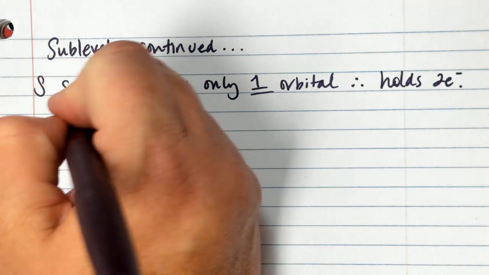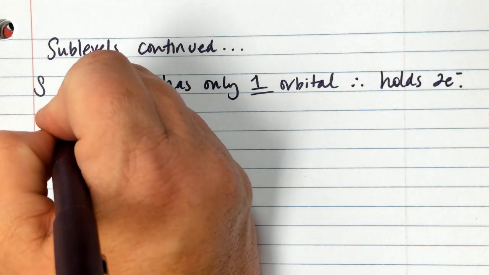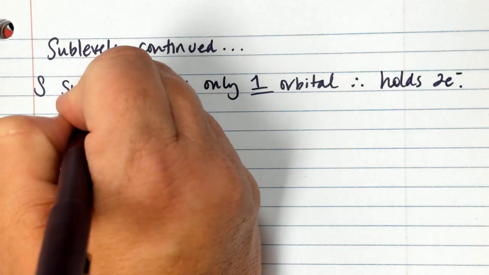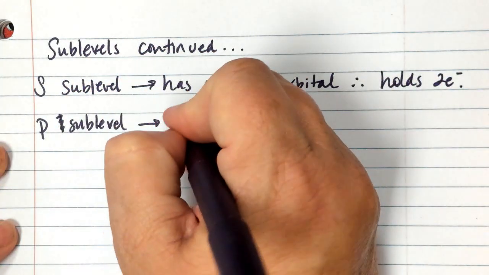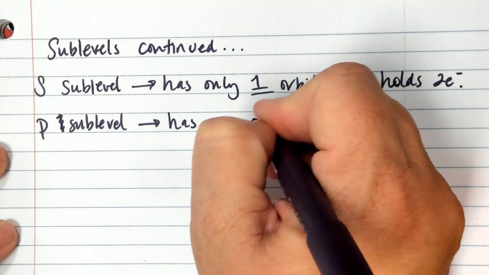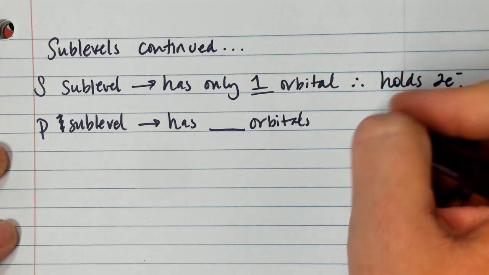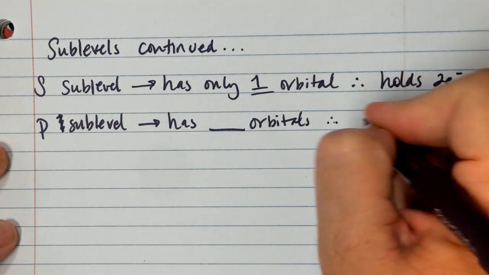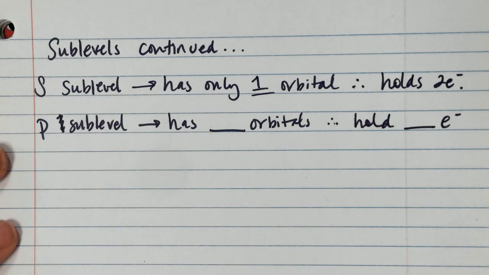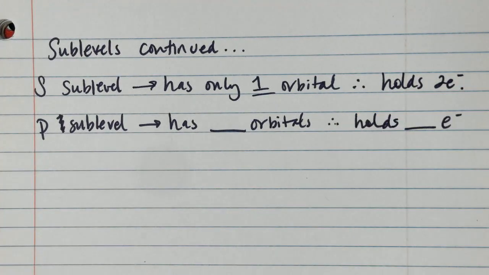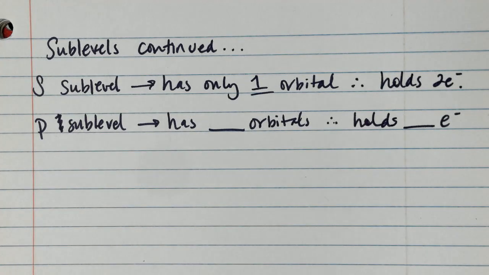P sublevel. This is where you're going to look at your colored periodic table to help answer these things. P sublevel has how many orbitals? Therefore, it holds how many electrons? Okay, talk to your table. Look at your P sublevel and figure out how many orbitals one P sublevel would have and how many electrons it would hold.